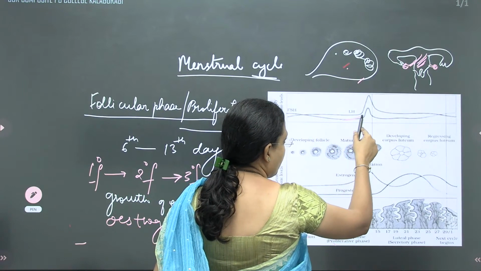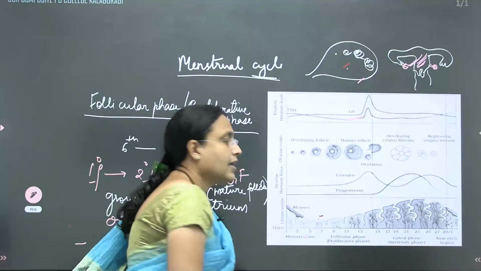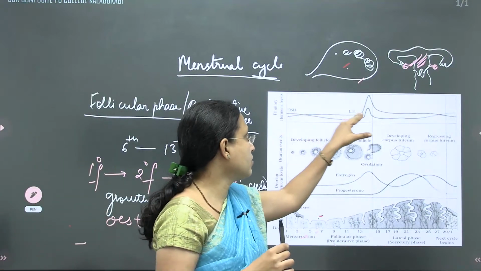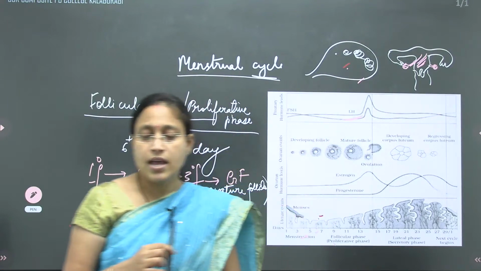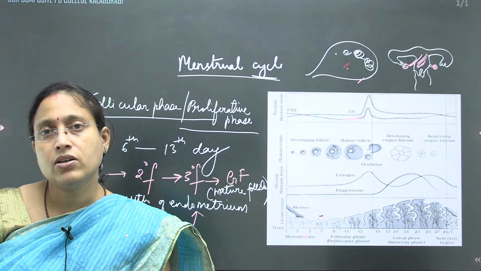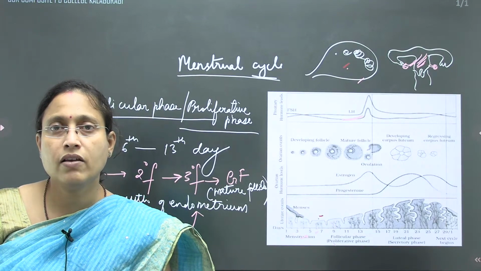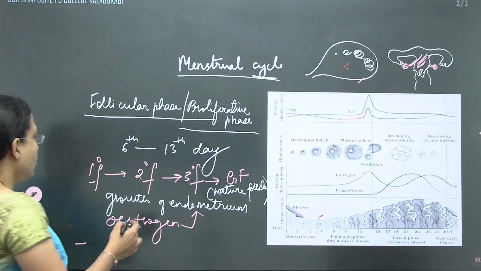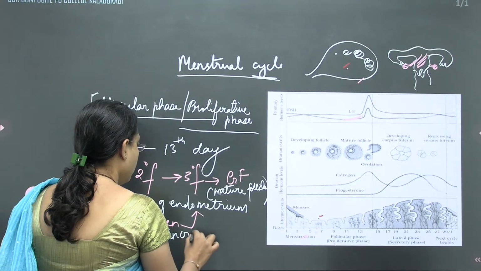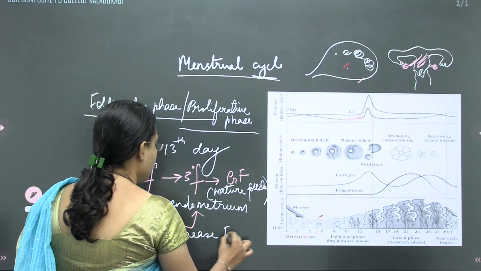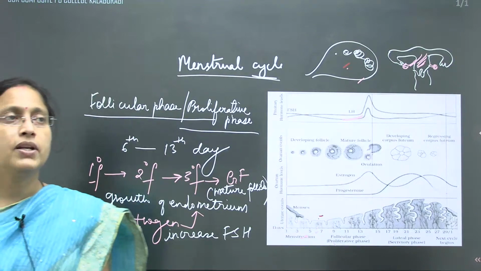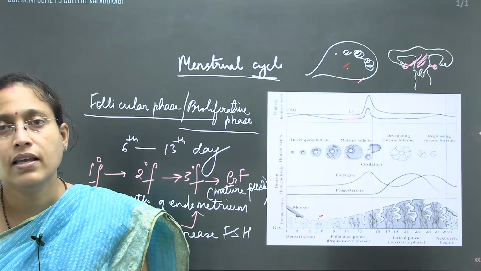The concentration of FSH will start increasing. Gradually, it will be increasing. It will not peak suddenly. So, gradually, it is going to increase. This increase in FSH will help in stimulating the follicles. So, therefore, there is an increase in FSH during this phase. That means follicle stimulating hormone starts increasing slowly.